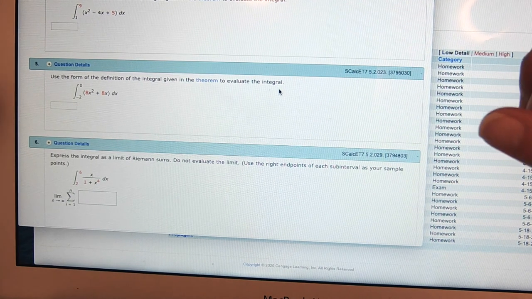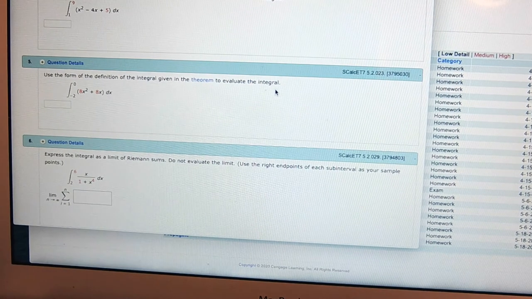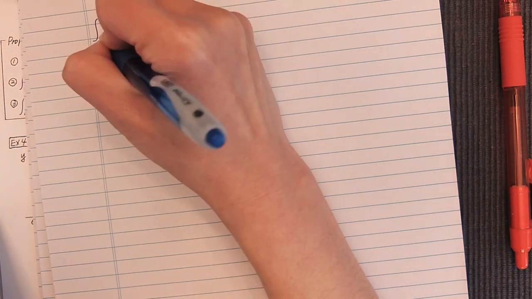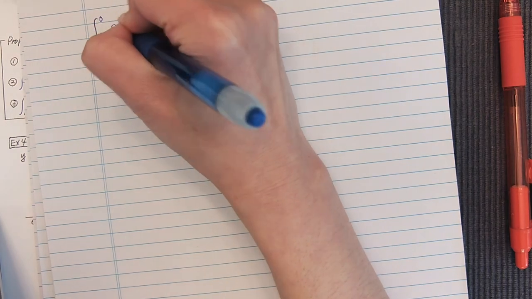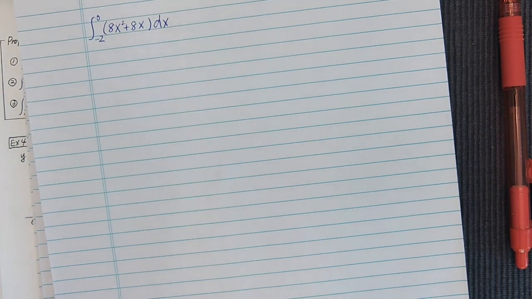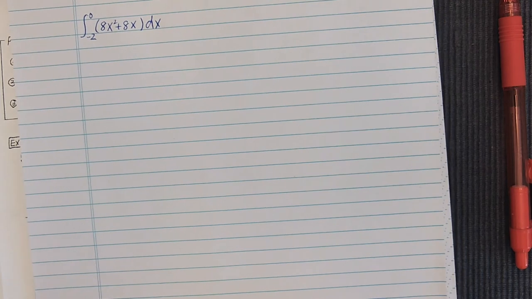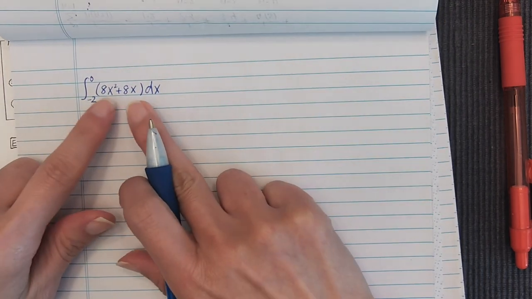You guys can copy the questions. So I'm going to copy the question here. Integral, -2 to 0. Okay, so what they're saying is, I want to find this one, but you can say, oh, can you graph it?